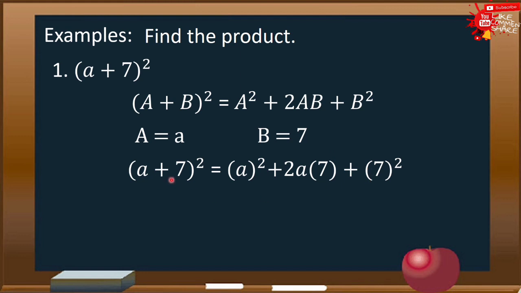To get the square of A plus 7, we need to simplify this. So what is the square of A? We will have A squared, as we just follow the laws of exponents. Then plus, we have positive 2 times A, so 2A times 7, which is positive 14A. Then plus the square of 7, which means 7 times 7, so we have 49. Therefore, the square of A plus 7 is equal to A squared plus 14A plus 49.